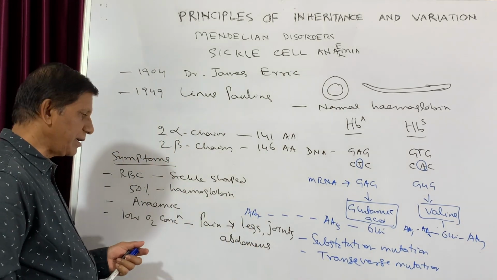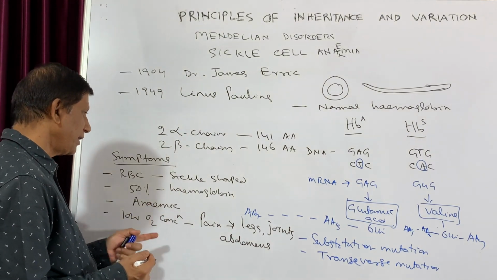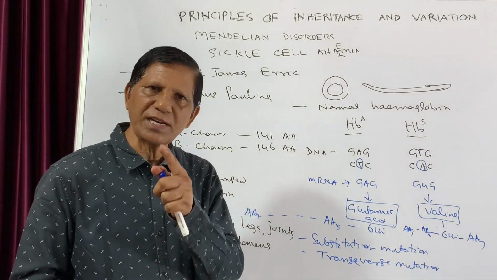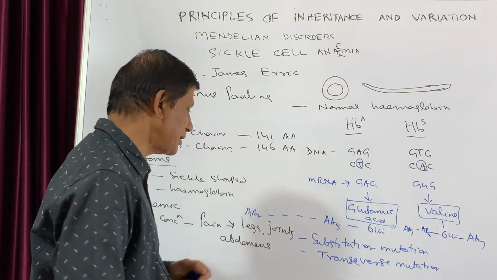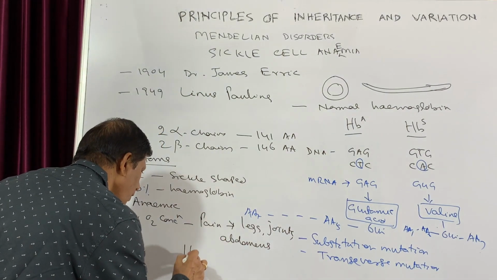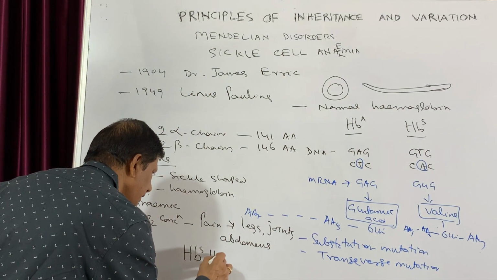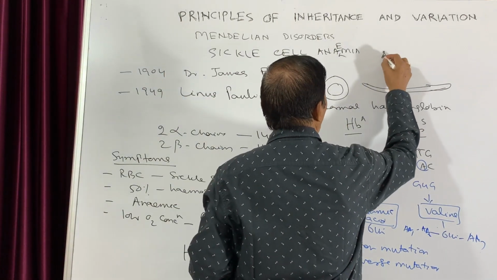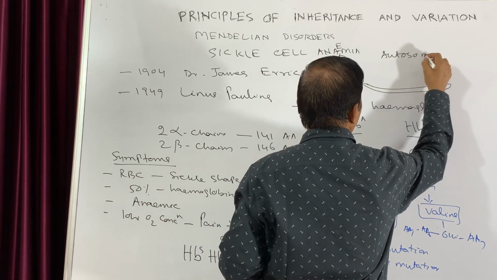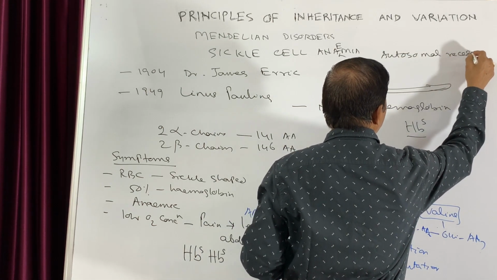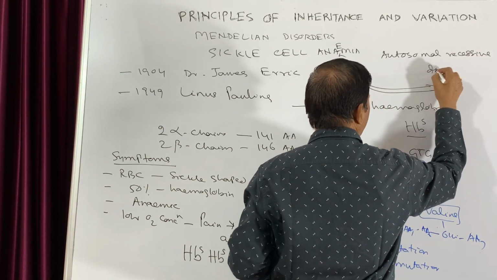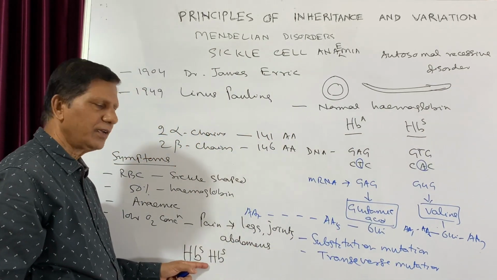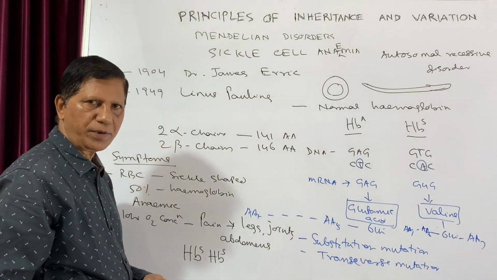And sometimes it may be very severe also, but these symptoms are found only in persons who are suffering from sickle cell anemia, and that sickle cell anemia is found only in case of homozygous condition like this, because the sickle cell anemia is an autosomal recessive disorder. So only when it is present in homozygous condition, the person will suffer from it.